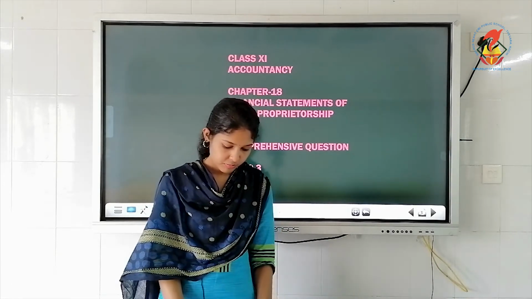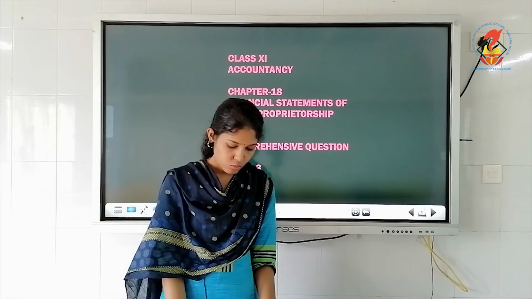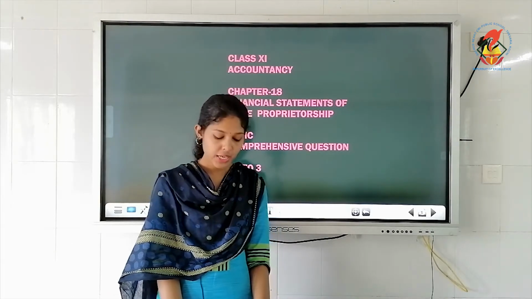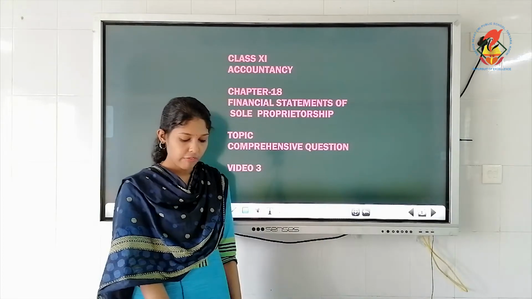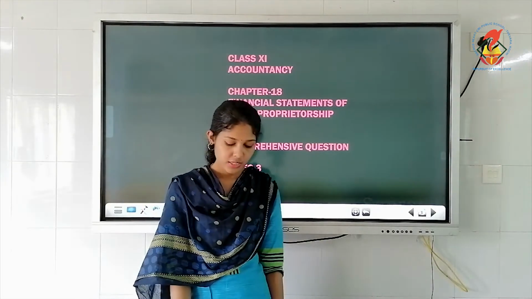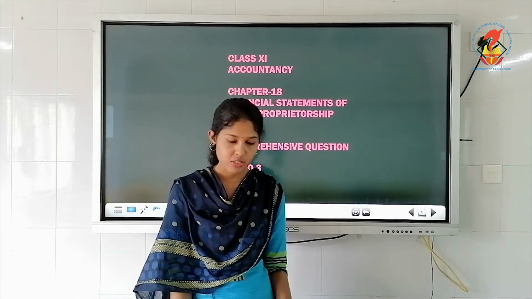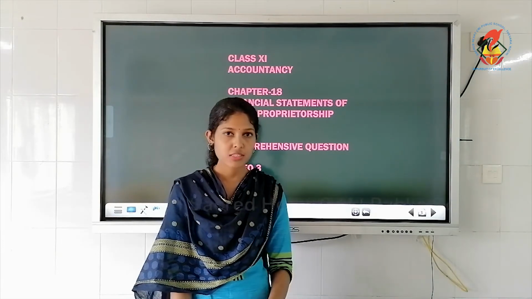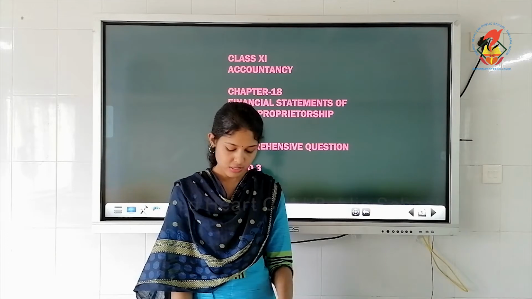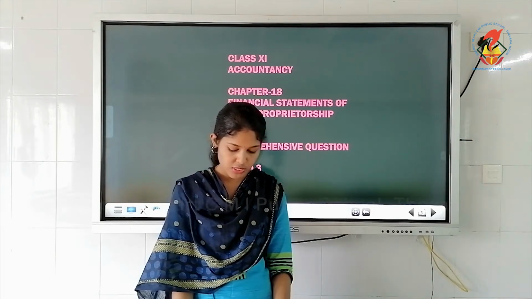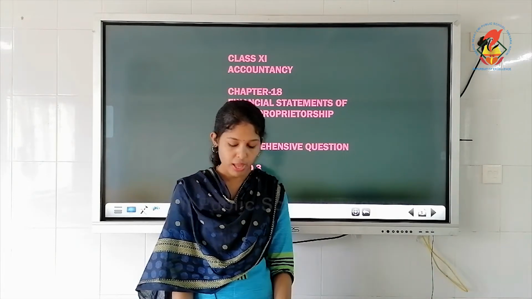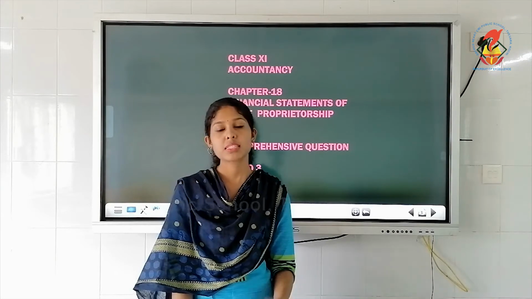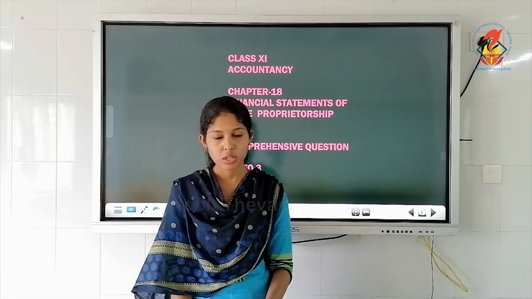Illustration 22 given on page number 18.40. From the following trial balance, prepare trading, P&L and the balance sheet. So a trial balance is given to you. At the end of the trial balance, did you see one sentence? On 31st March 2020, the stock was valued at rupees 1 lakh. That means it is the closing stock.